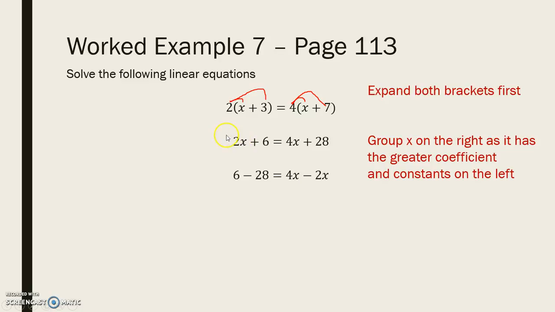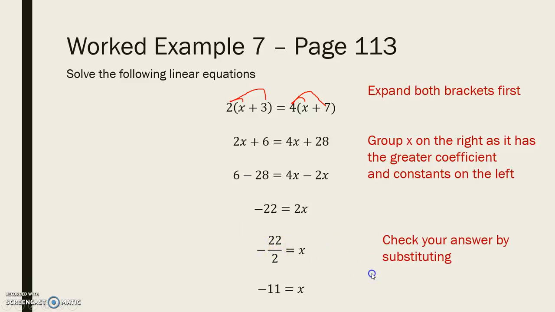So 4x, take 2x, because remember that means plus 2x. And on the left here, we've got our 6, and the opposite of plusing 28 is taking 28. So negative 22 equals 2x. Opposite of timesing by 2 is dividing by 2. So negative 22 over 2 equals negative 11. Once again, substitute both sides should equal.